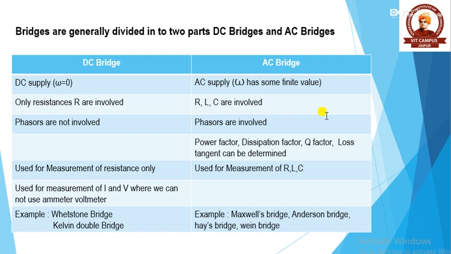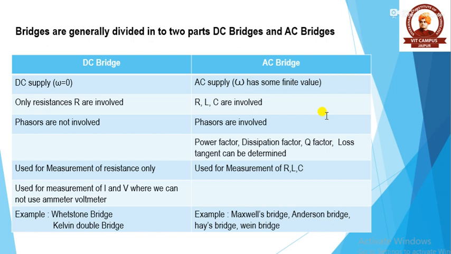Bridges are basically of two types, DC bridge and AC bridge. DC bridge works on DC supply and has zero frequency. Only resistances are measured. Phasors are not involved because there is no frequency. It is used for measurement of resistance only, and for measurement of current and voltage where we cannot use an ammeter and voltmeter. Basic examples are Wheatstone bridge and Kelvin double bridge.